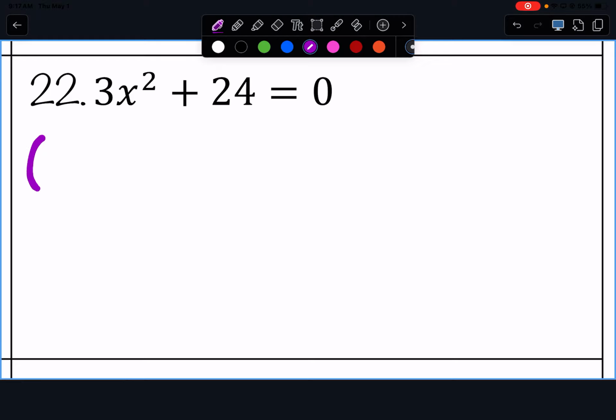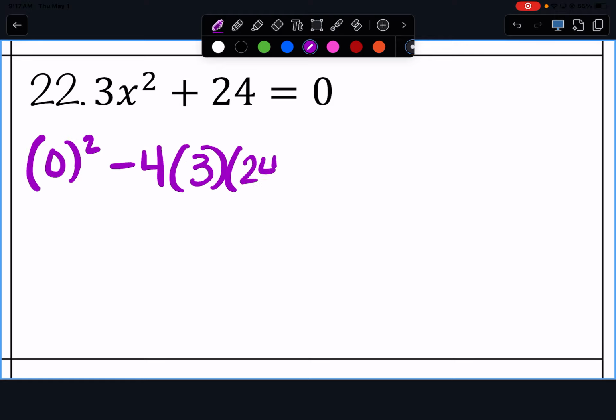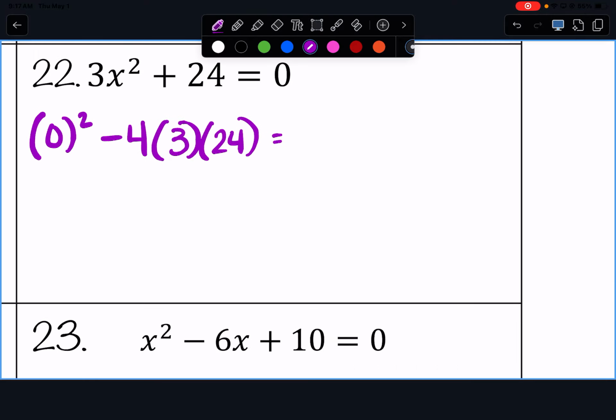0. So we do 0 squared minus 4 times 3 times 24. Equals what? You get a calculator and do it. Don't just guess. We got negative 288. Did somebody confirm that? Okay. Now, is that greater than 0, less than 0, or equal to 0? Less than 0. So that is less than 0.